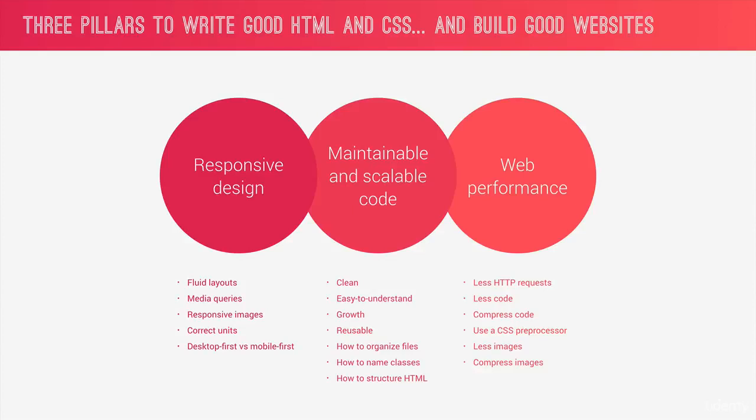Okay, so these are the three pillars that we will have in mind all the time while building our projects. We have to always ask ourselves if the code we're writing is responsive, if it's maintainable and scalable, and if it affects web performance.